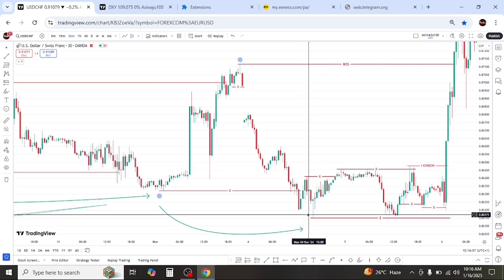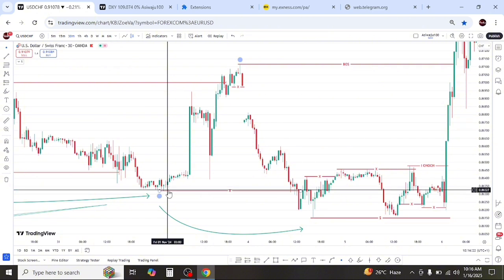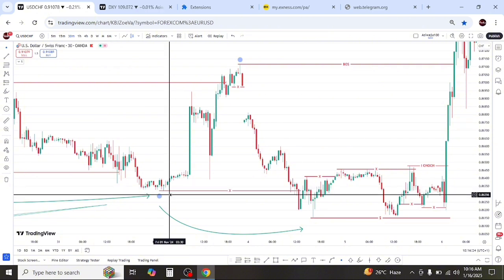And sometimes even when we have a valid change of character, price can still reverse because price doesn't follow one time frame. That's what I want you to have at the back of your mind. Price doesn't follow one single time frame, because this low we have on the 30 minutes might be an inducement point on the 4-hour time frame. So that's why you see this kind of situation in the market.